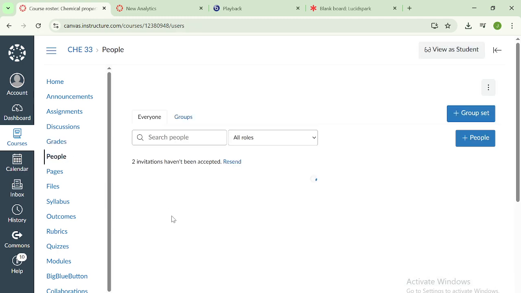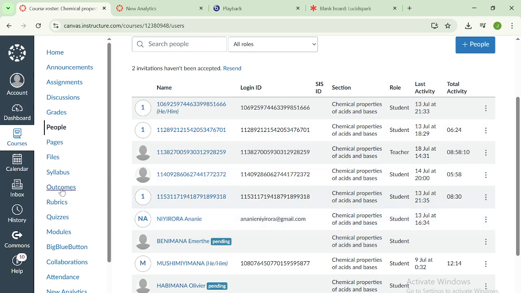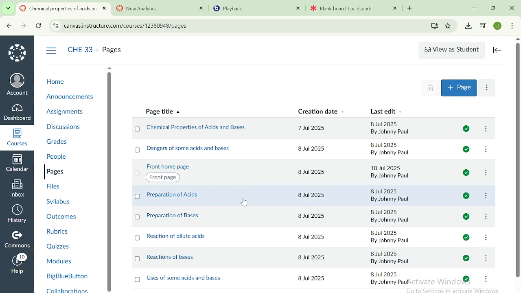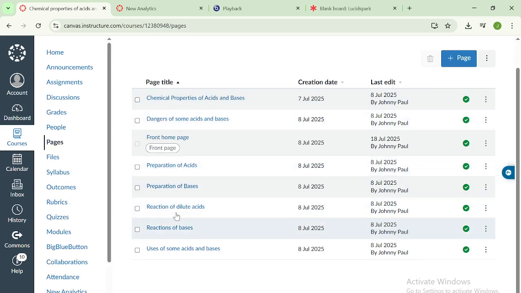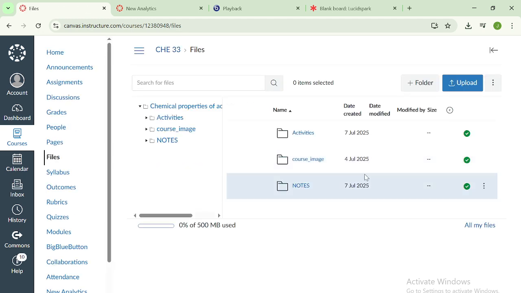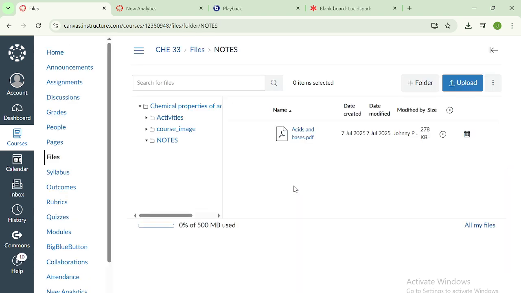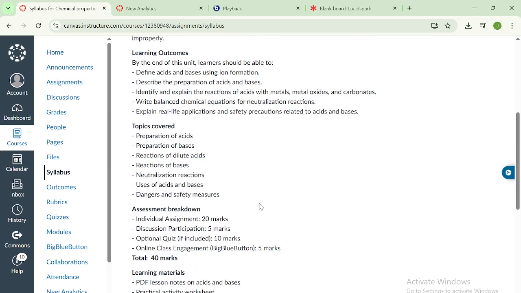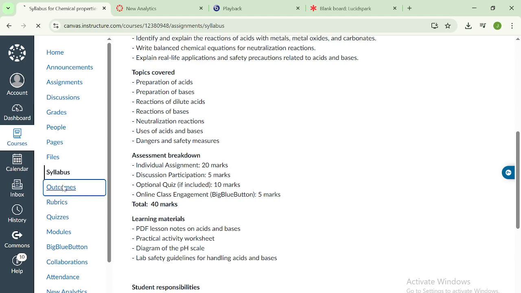I had more than 10 students who participated in my course, and here we have the pages which were organized depending on the number of topics, as you can see from here, like chemical properties of acids and bases, among others. The files which were uploaded here were organized into folders like this one of notes. I have the handout, which can be accessed online or offline in order to master the content. The syllabus was shared to summarize the content to be covered through this course.